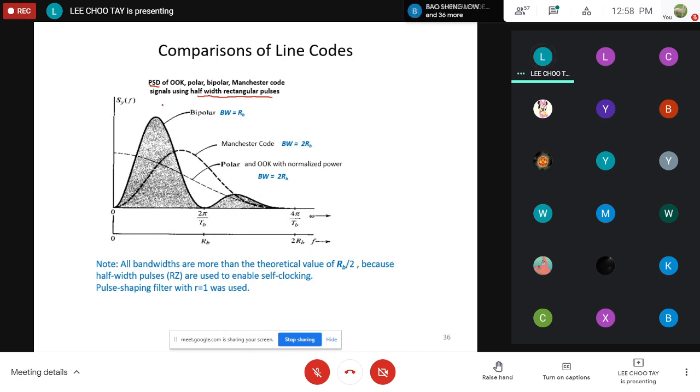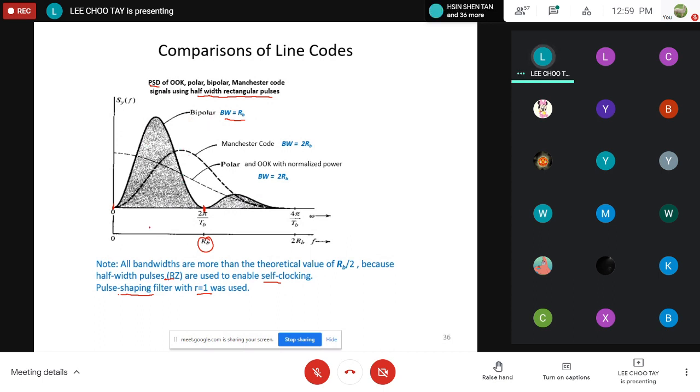So for bipolar, the bandwidth is equal to the bit rate, because if you look at the spectrum, this is the bandwidth for bipolar, and this is the RB. So your bandwidth is the same as your bit rate. Let me see, there's a note down here. Bandwidth is more than the theoretical bandwidth of RB over 2, because we use half-wave return-to-zero pulses, because we want self-clocking. Oh, okay, this one has pulse shaping. Sorry, we actually use a pulse shaping filter with R equal to 1. That's why our bandwidth is RB. Later I'm going to show you how the pulse shaping filter is going to change or affect the bandwidth requirement. So this slide is just for comparison.